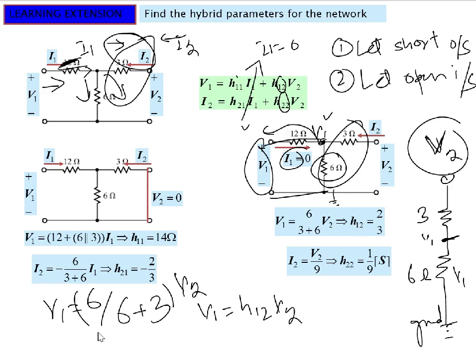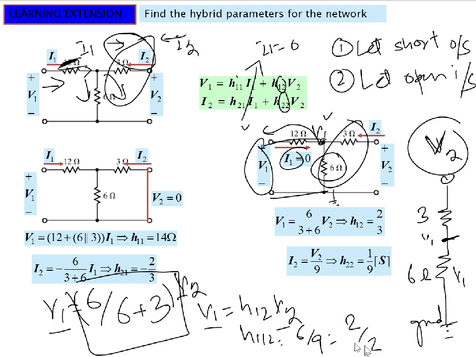So if we look at this equation, this is 1, this is 2, and so this position is our hybrid parameter H12. So H12 is 6 by 9, which is 2 by 3. But this time it is positive. Previous time it was negative.